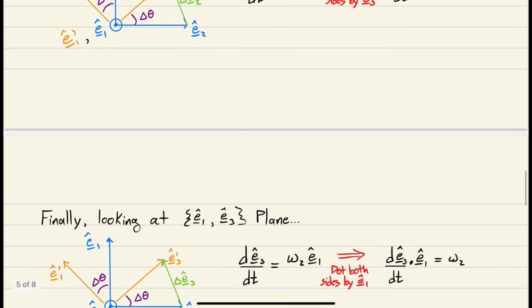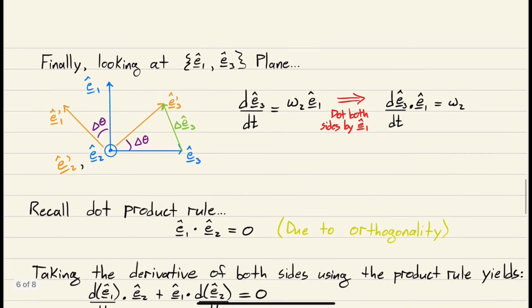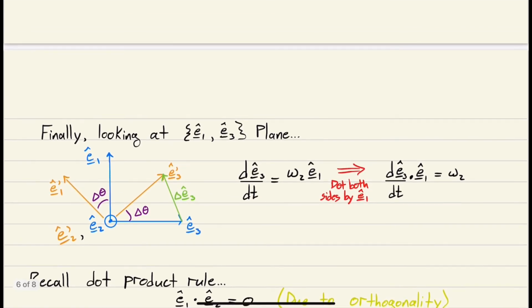Finally, we'll look at the E1, E3 plane. Again, it's the exact same thing. This here is our parallel, and this here is our perpendicular. We're rotating about the E2 direction this time, so our angular velocity in the 2 direction. I'm about to do the big reveal: we dot both sides by E1, and we end up with dE3 dt dotted with E1. E1 dotted with E1 is equal to 1, so we just end up with omega 2 on the right side.